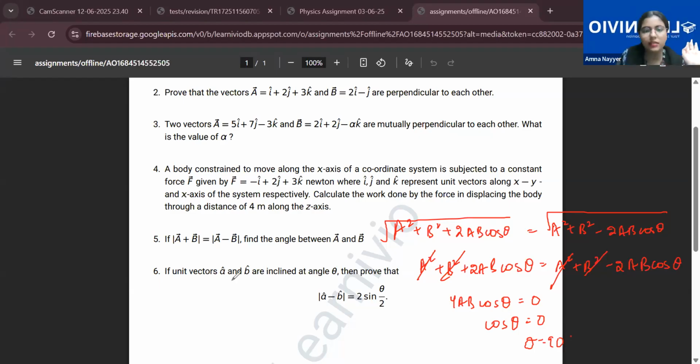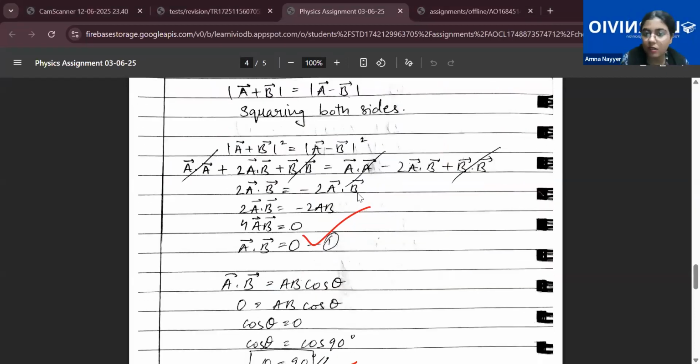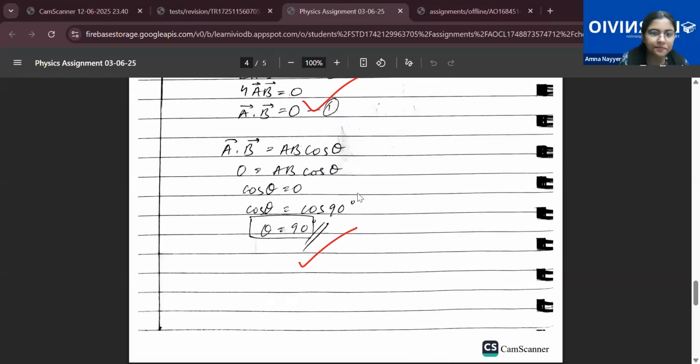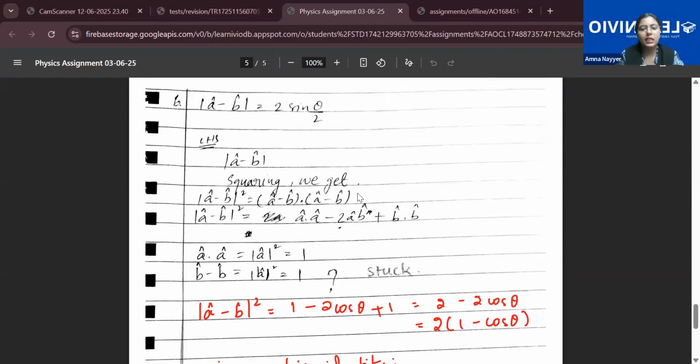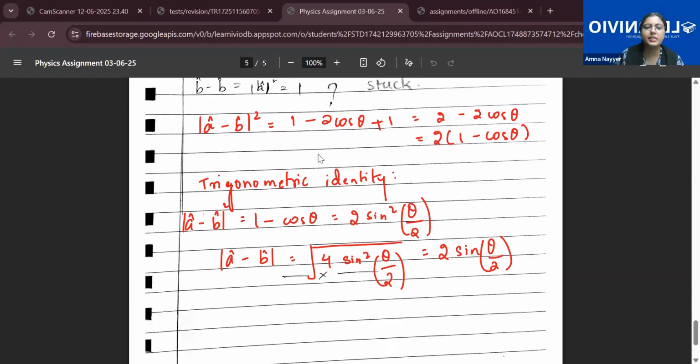Let me tell you this one. See, it says unit vector A, unit vector B inclined at theta angle. Here the problem with this question was a trigonometric identity had to be applied. That's why this question became difficult, which I wrote in your paper, Simra. See, here, this is the solution to this question.